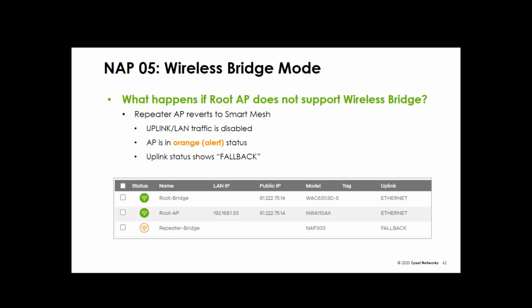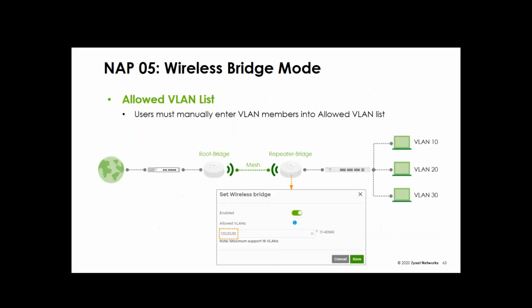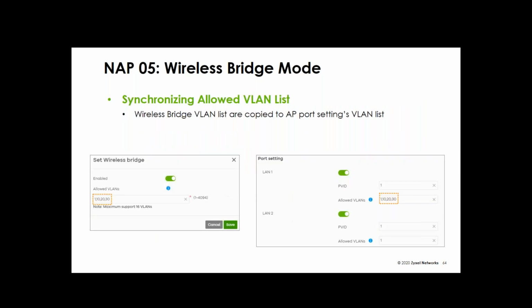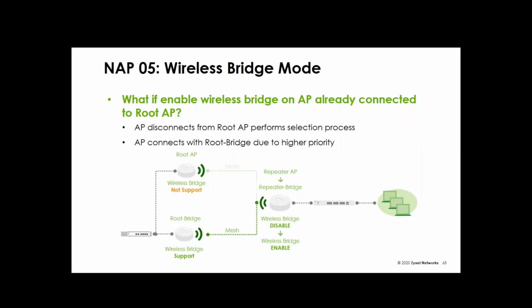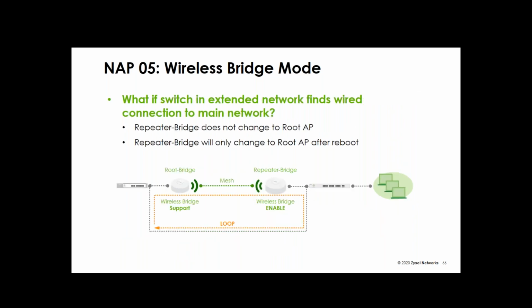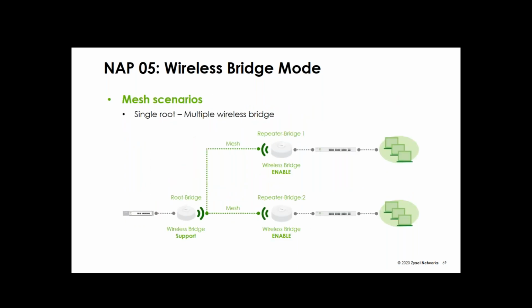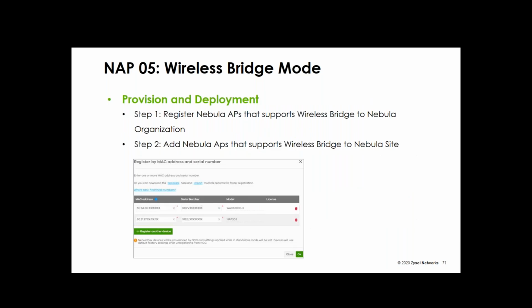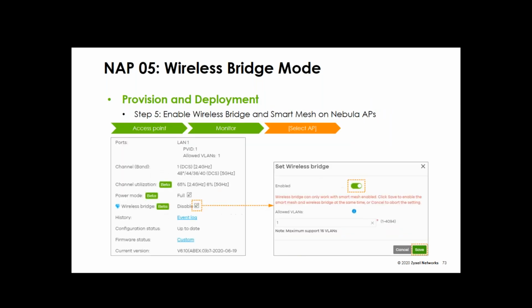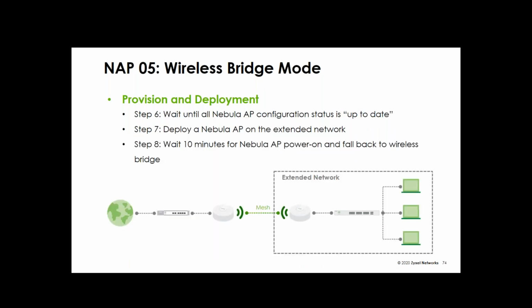It also mentions on here what happens if a device doesn't support wireless bridge mode. It gives some examples of the allowed VLAN list and synchronizing allowed VLAN lists. And then it gives some useful things about, if a device doesn't support it, I'm going to go through this quite quickly, but how not to create a loop, so on and so forth. But what you can do in various scenarios is basically, just showing you the provisioning and so on and so forth. But you can actually create some redundancy as well.